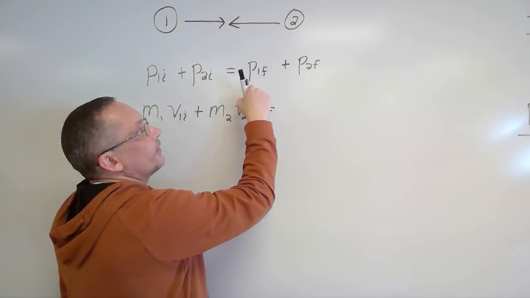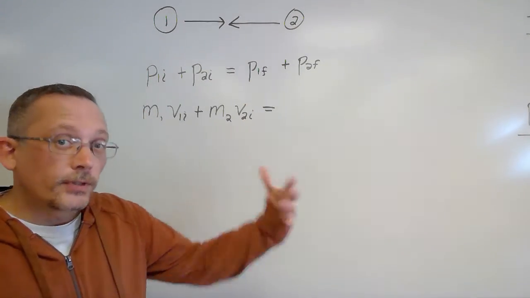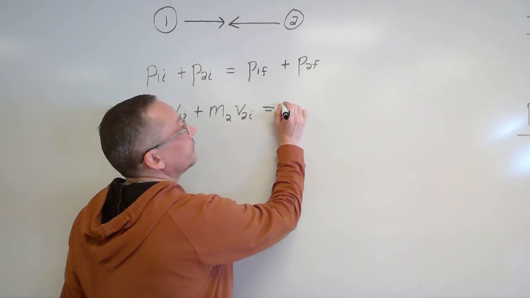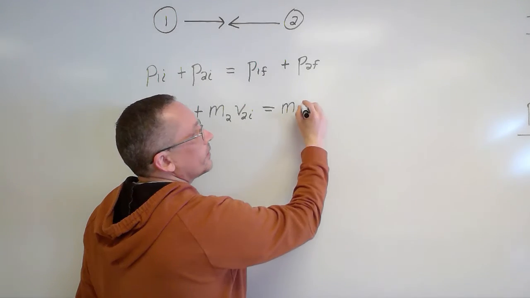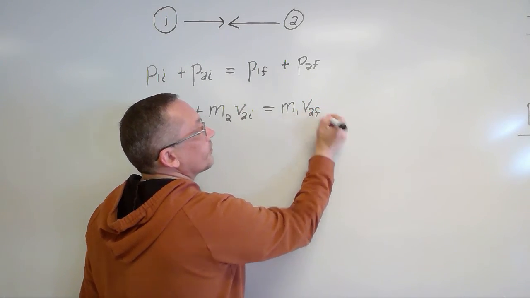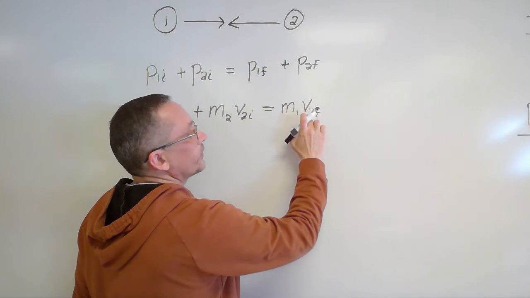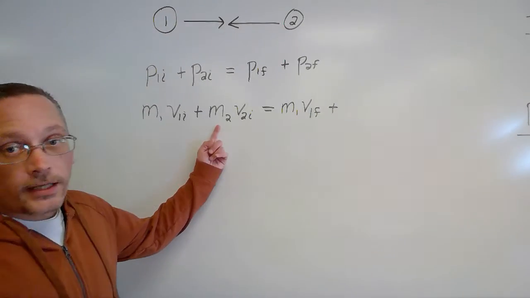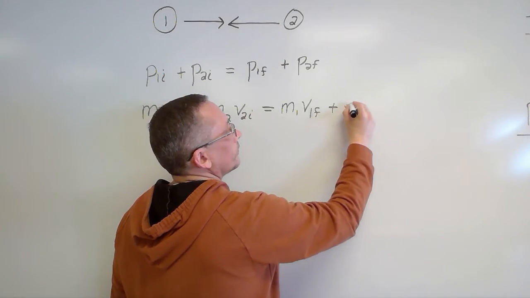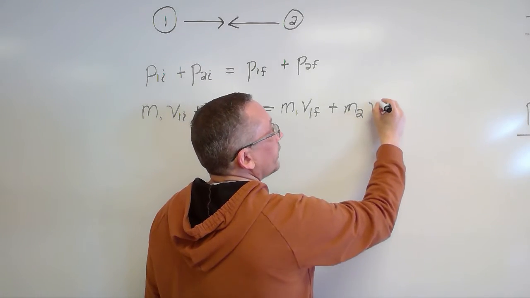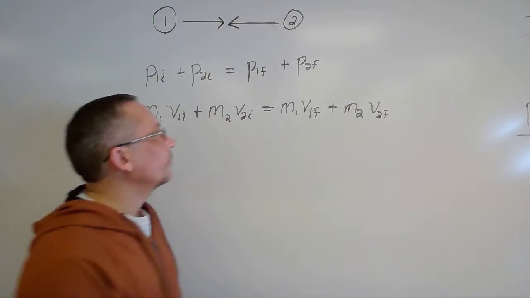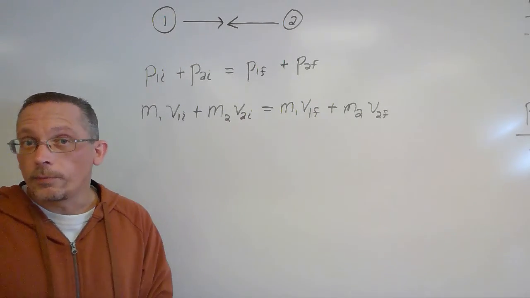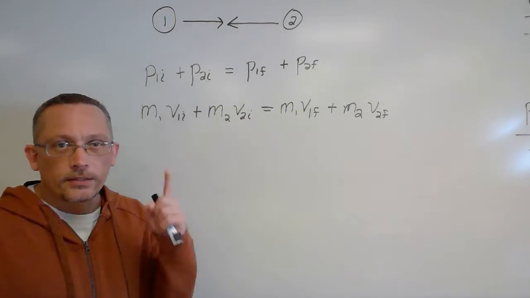Then over here on the other side, for the final velocity of object 1, since its velocity changes but its mass doesn't, its mass is still m1, but now its velocity is v1f. I'm sorry, v1f, because we're talking about object 1. And for object 2, its mass is still m2, but now its velocity is v2f. This right here is the equation that we use to solve conservation of momentum problems. Let's look at some of those problems.